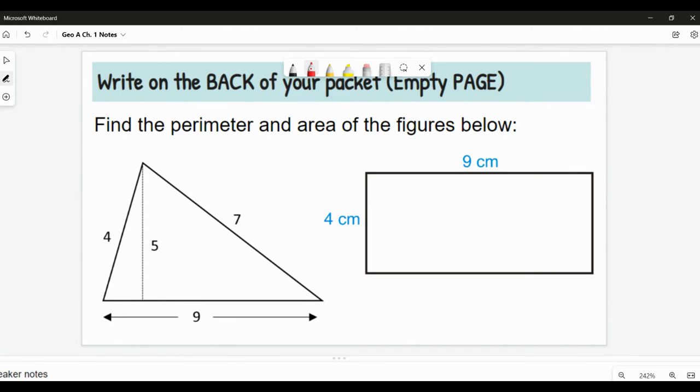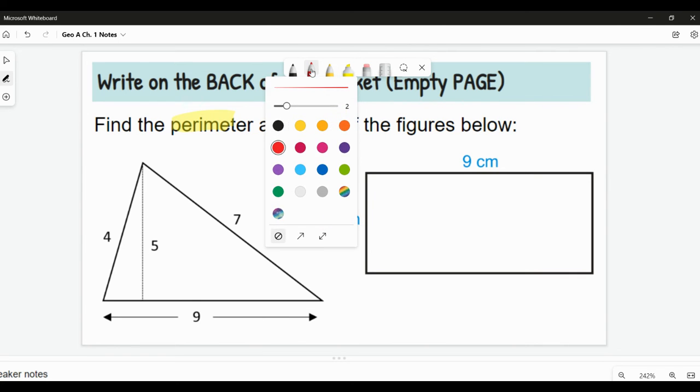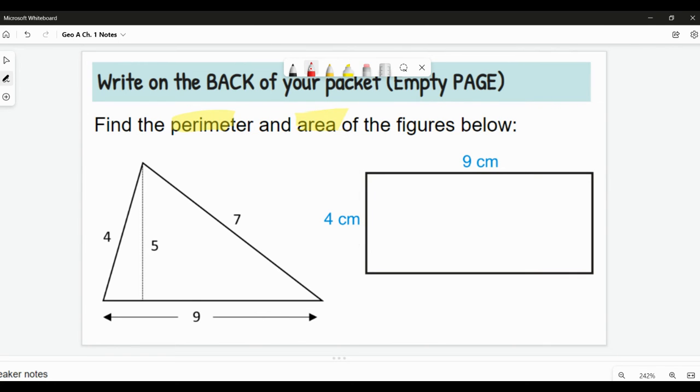All right. I'm being asked to find the perimeter and the area of both of these figures below. Why don't we begin with the triangle? I'm going to use this notation for perimeter. I'm going to say the perimeter of my triangle equals, and I'm going to use that to represent perimeter here.